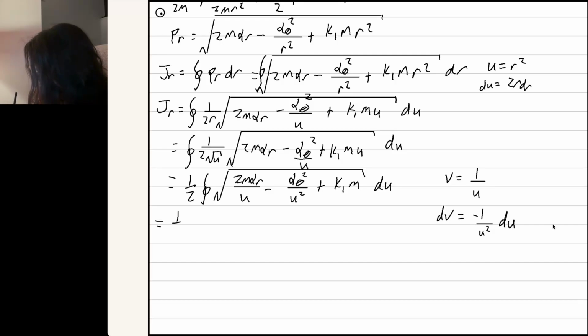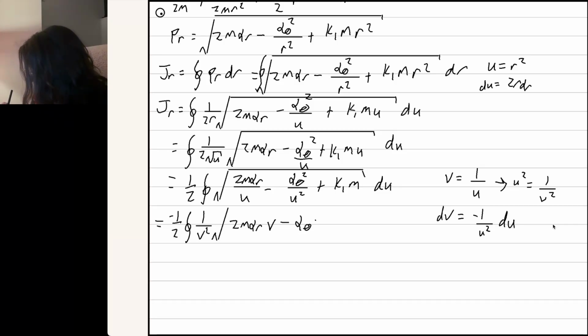So that'll be minus 1/2 integral u squared square root. I'm going to go ahead and put u in terms of v actually. U squared will be 1 over v squared. So we have 1 over v squared there. This is going to be 2m alpha r v minus alpha theta v squared plus k1m under the radicand, dv.